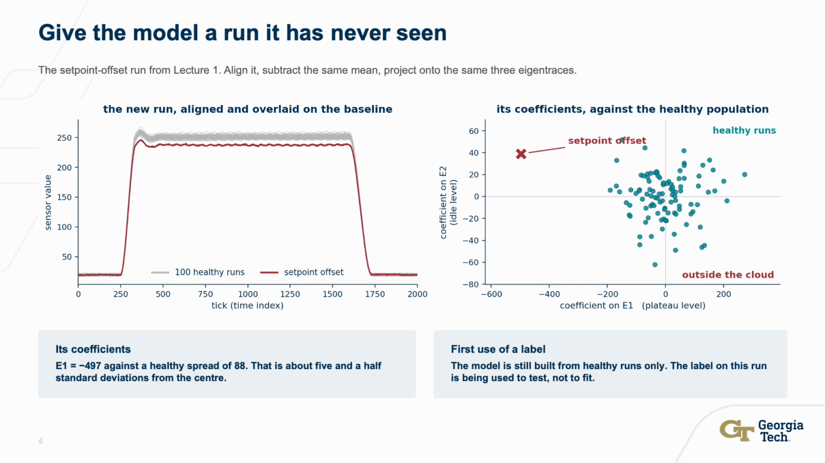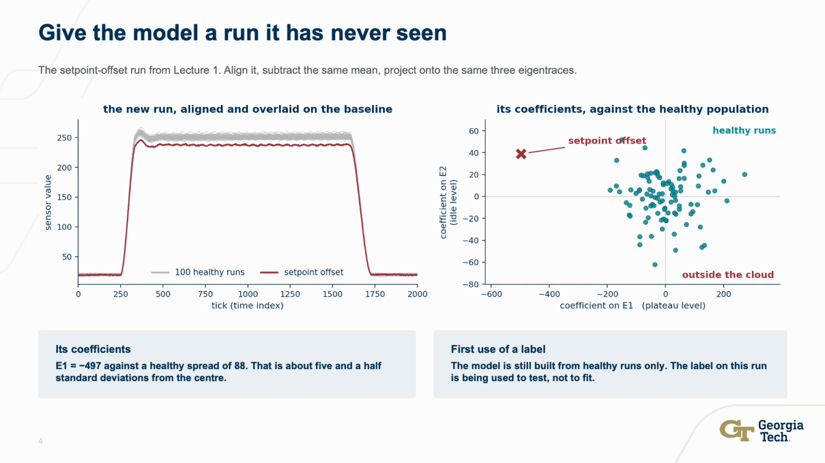That is about 5.5 standard deviations out. Recall from last lecture that after alignment, the first component tracks the plateau level. So, the model is placing its run far from the others along precisely the axis that describes the quantity the fault moved. That is the system working.